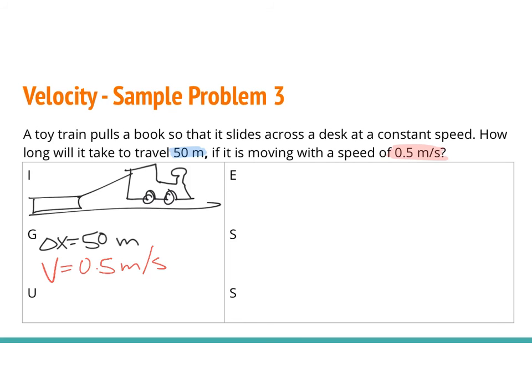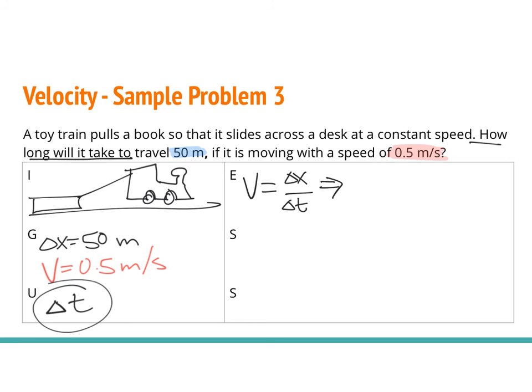And now we're going to read the question again to find what they're actually looking for. It says, how long will it take? How long will it take is definitely a question of time. So we're going to look for delta t. And now over an equation, we have the same velocity equation. Velocity equals delta x over delta t. We need to solve it to find delta t. Using some algebraic witchcraft, you get the equation delta t equals delta x over v.